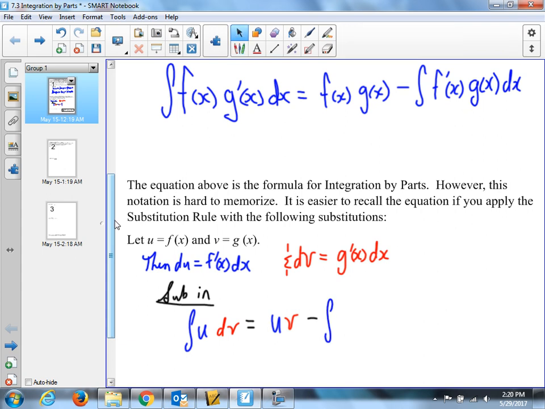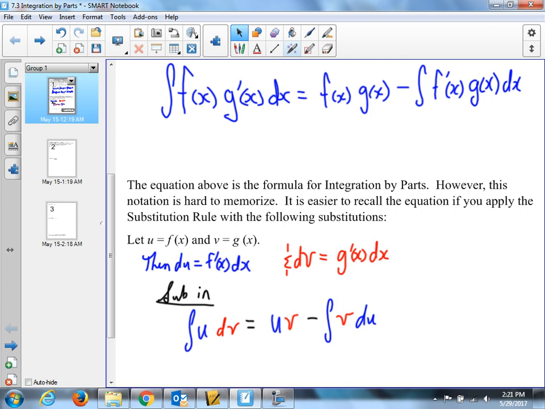F prime of x dx, the g of x as well, but this part we're going to use du to express that, and the g of x is v. So it becomes v du. That doesn't tell us how to use this rule yet, but first things first, okay?